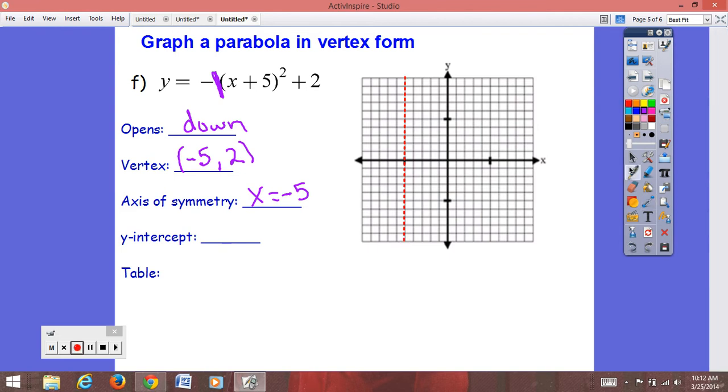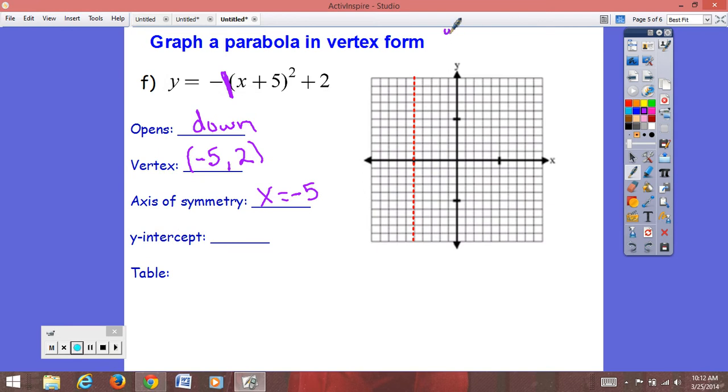To do that, plug 0 in for x. So we get y equals -1 times 0 plus 5 squared plus 2. We get -1 times 5 squared plus 2. 5 squared is 25 times -1 gives us -25 plus 2 equals -23. So our y-intercept is at 0, -23.